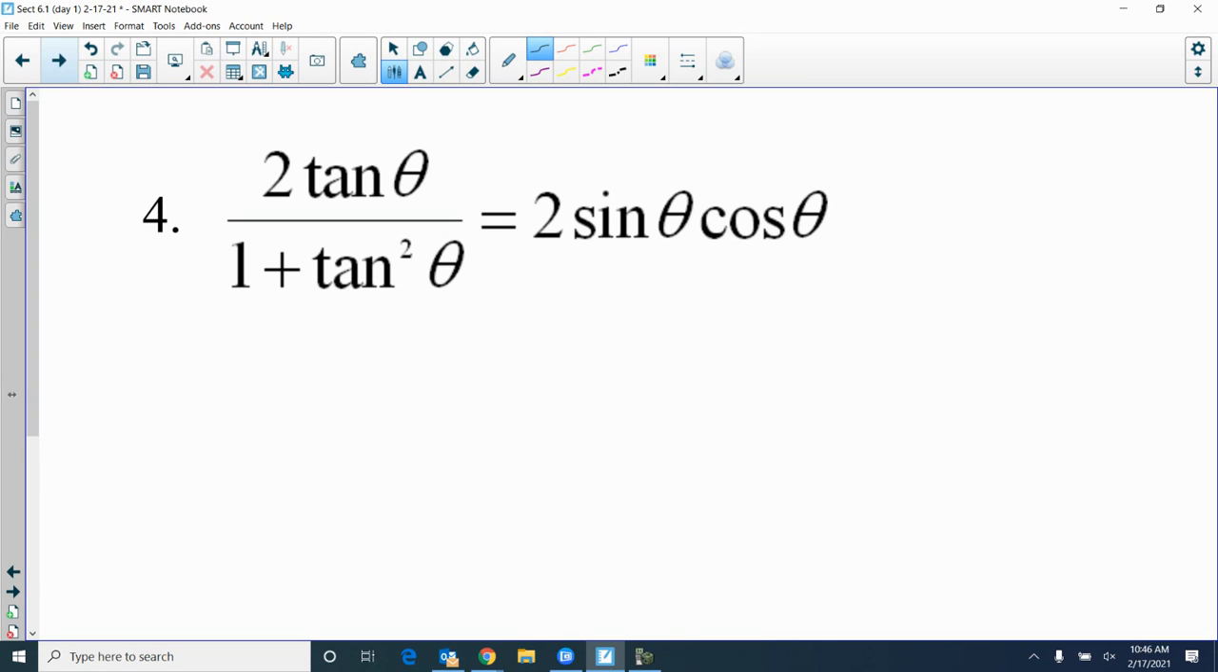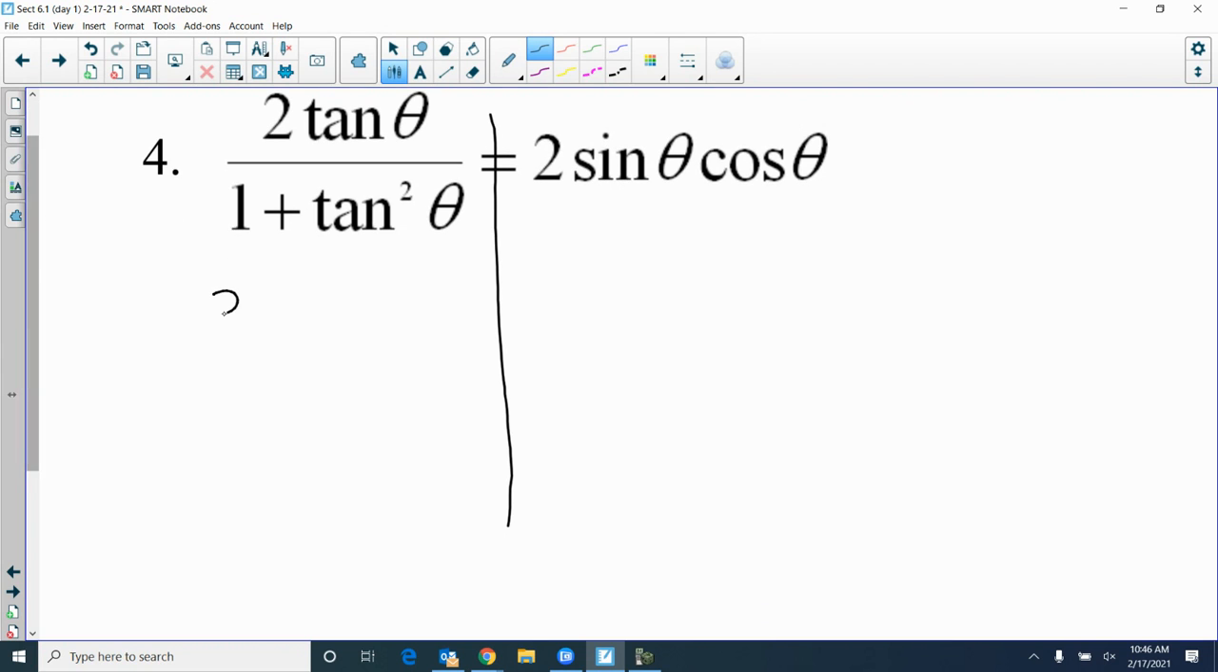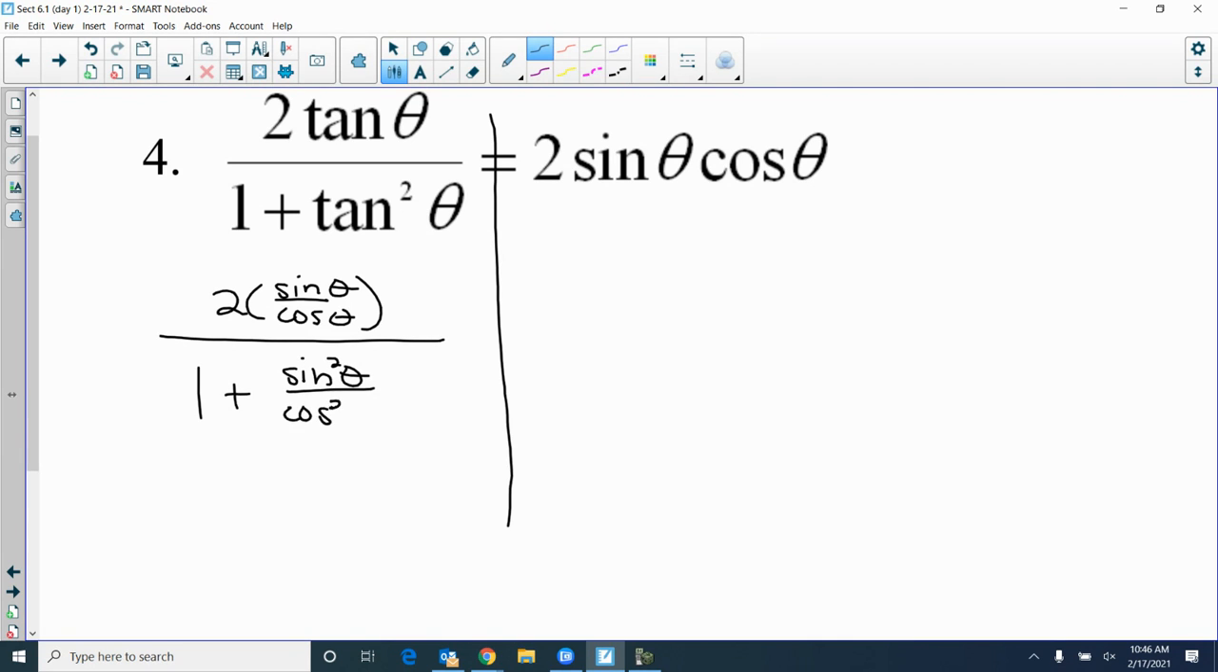Okay, there's another way to go about that. So if you don't think about it, or you don't see it, or you don't have that memorized, what do you got to do before you quit a problem? You got to convert it to what? Sines and cosines. So I'm going to convert that right now to sines and cosines. Okay, because 70% of you will do that. That'll be your first step. So it'll be 2 sine of theta over cosine of theta over 1 plus. Now tangent squared would be sine squared over cosine squared.